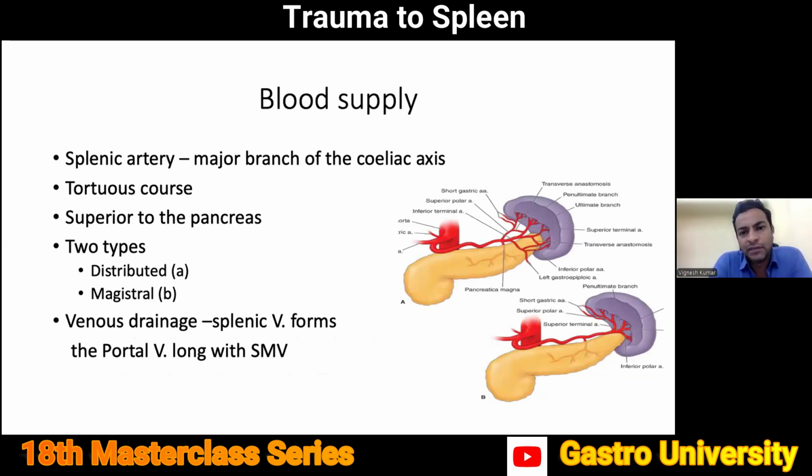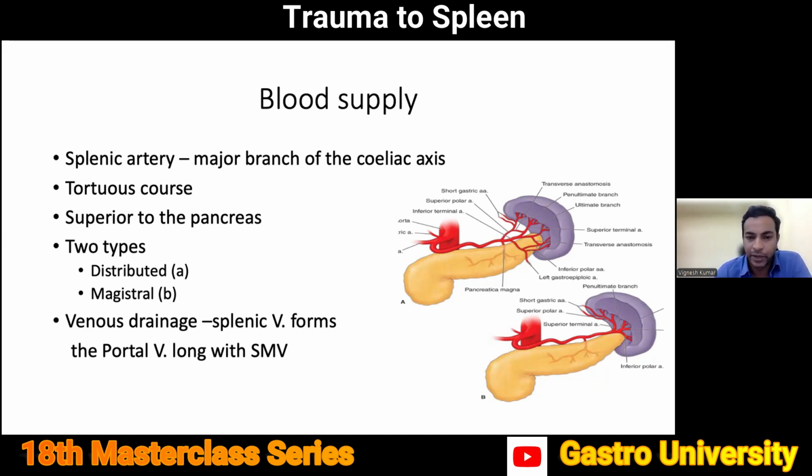Coming to the blood supply of the spleen, the celiac axis gives out three major branches: the left gastric, hepatic, and splenic arteries. The splenic artery courses over the pancreas and supplies the spleen. The distribution is either distributed or magistral. In 70% of cases, the blood supply is distributed, as you can see in the first picture here. The venous drainage is the splenic vein, which forms the portal vein.